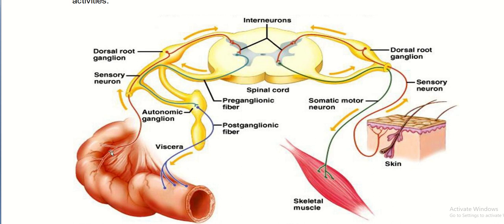The sensory part of the autonomic nervous system collects sensory information from the internal organs, and the motor part of the autonomic nervous system innervates smooth muscle cells, cardiac muscle cells, and glands. These are involuntary structures. So, involuntary function is maintained by the autonomic nervous system, and voluntary function is maintained by the somatic nervous system.